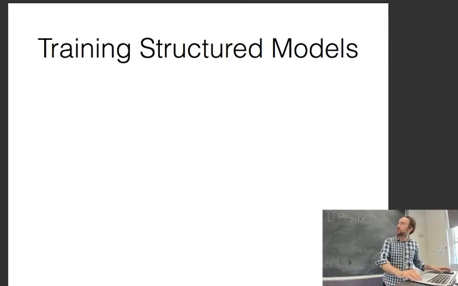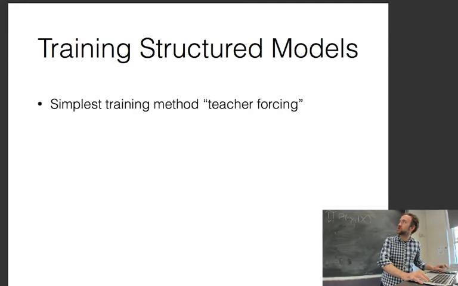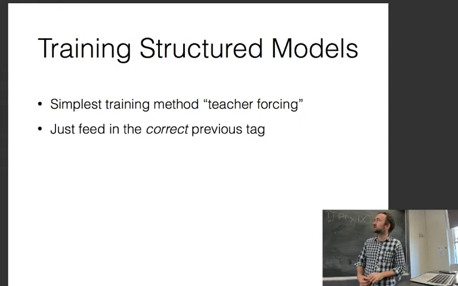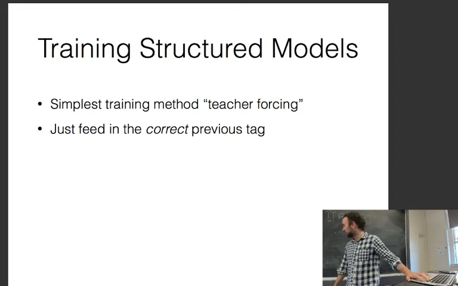Okay, I will move on to the next topic, which is training structured models. The simplest training method, which will be our baseline and is what we used in our encoder-decoder model before, is teacher forcing. Teacher forcing is just feeding in the correct previous tag. We already know the correct tags for the whole sequence, so we just feed in the previous tag when we calculate the representation that we'll use to make our decisions. This is simple, and it's used in a lot of models.